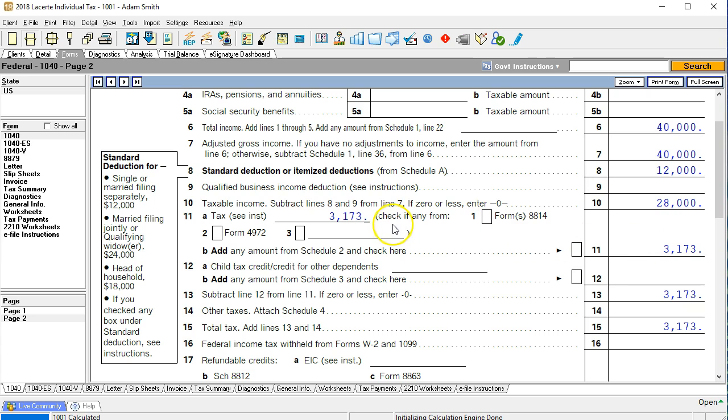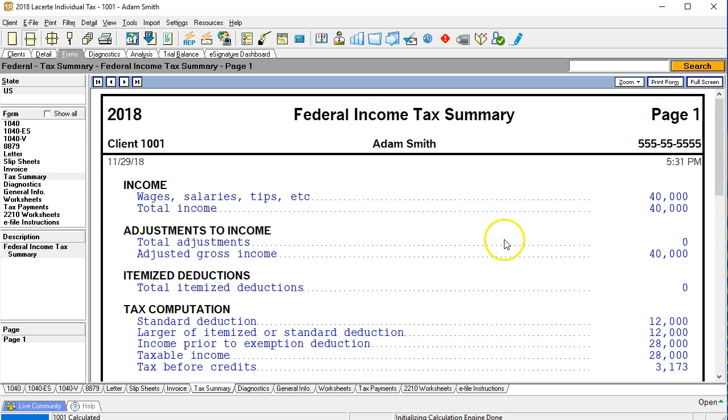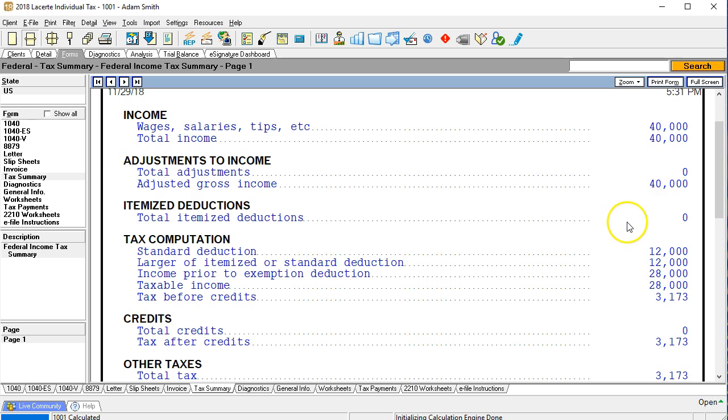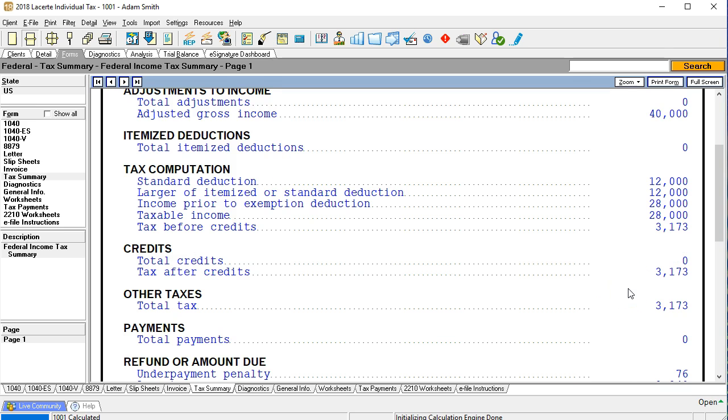Now, Lacerte software also gives a nice summary. Many softwares do, and that's going to be this tax summary. Note that this isn't an advertisement for Lacerte. It's just one software that can be used. You'll probably have similar summaries in different types of software. In any case, we've got the income, the $40,000, the adjustments, none. We have the standard deduction at $12,000, and there's our taxable income of $28,000. Then we have the tax, which just magically appears in the software because, again, it's kind of a complicated system.